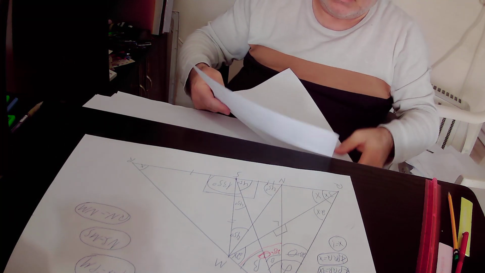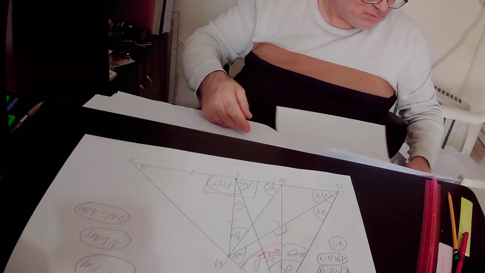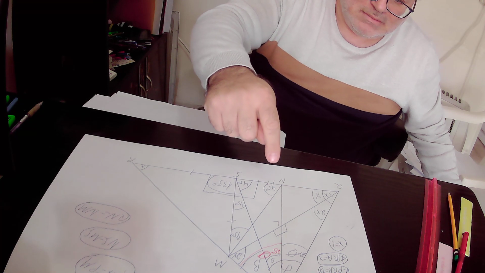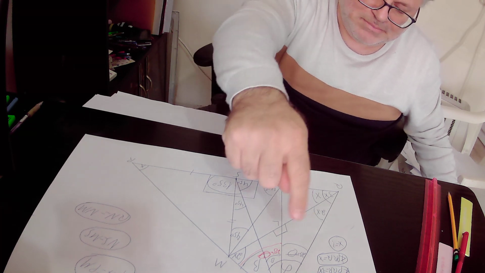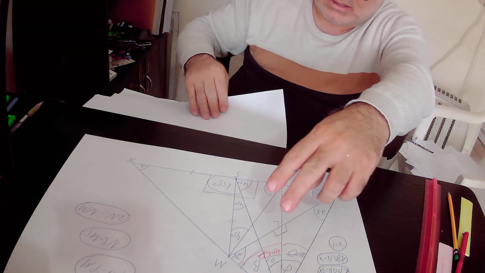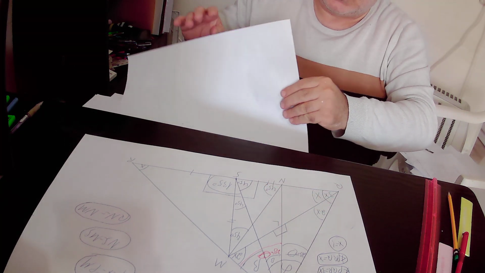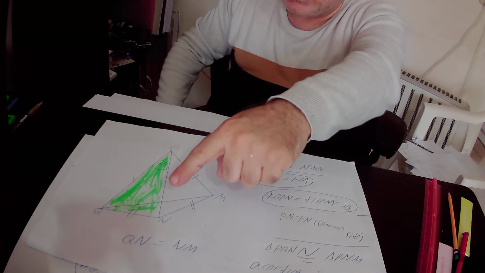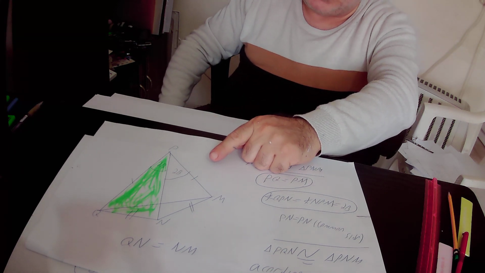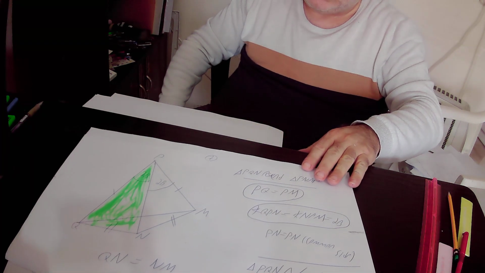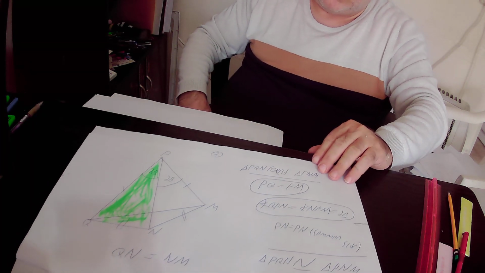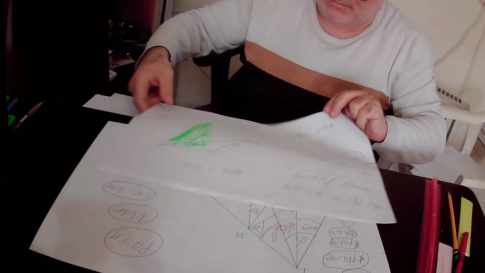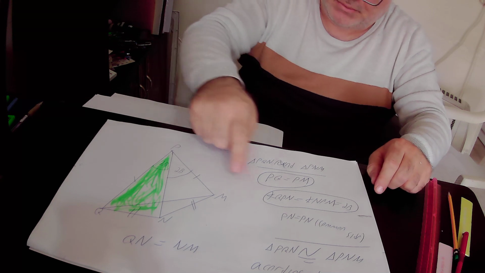Then we actually proved that triangle PQN is congruent to triangle PNM. We drew these two triangles together and we proved that they can go into each other. We proved that the green triangle, triangle PQN, is congruent to the white triangle, triangle PMN. Why can they go into each other? First of all, we have already found out that PQ equals PM. As you can see here, PQ equals PM.